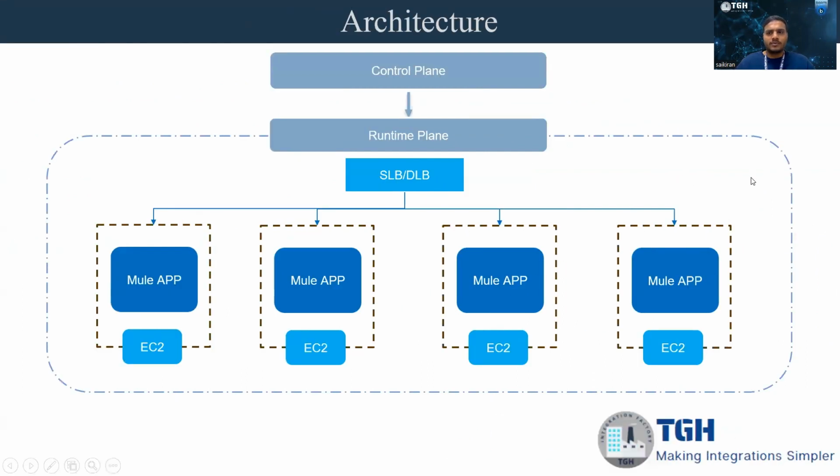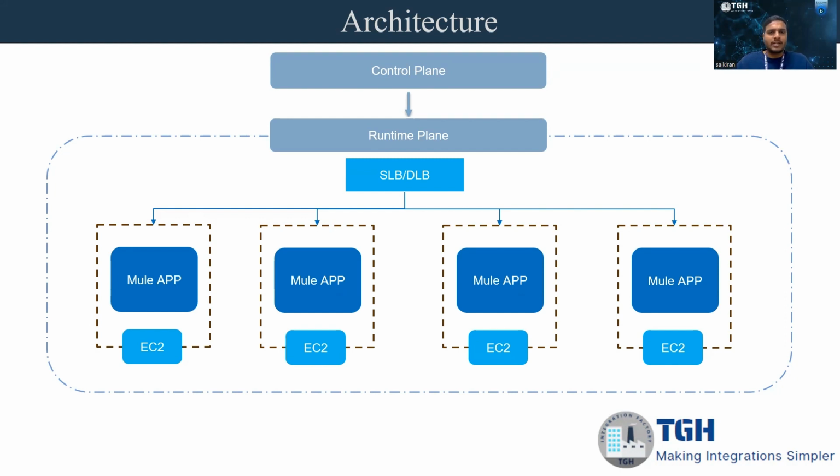Coming to the architecture of CloudHub, we control the applications from the control plane, and that control plane consists of API Manager and Runtime Manager. From the API Manager, we can auto discover the runtime applications, and to the Runtime Manager, we will deploy our actual API implementations. From there, that will deploy to the runtime plane. So from the control plane, we will send the requests to the runtime plane.